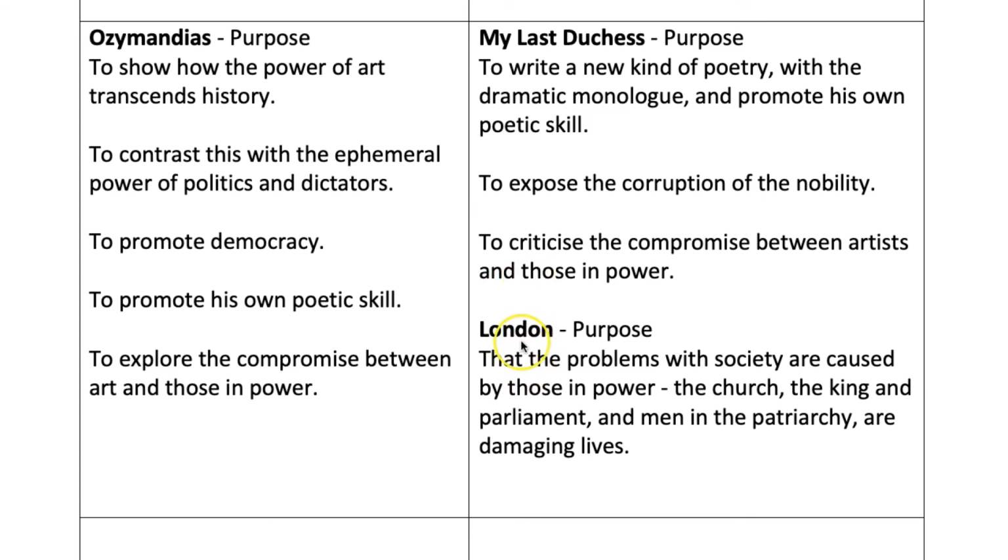Or I can go to London, which writes about the problems in society which are being caused by those in power. Well, we can easily see that represented in Ozymandias. Although Blake is criticising the church and the king and parliament, we don't get that. We just get a dictator in Ozymandias. So it's not really as full a comparison. I'm only going to compare it if I have to. My Last Duchess is going to be my go-to poem.